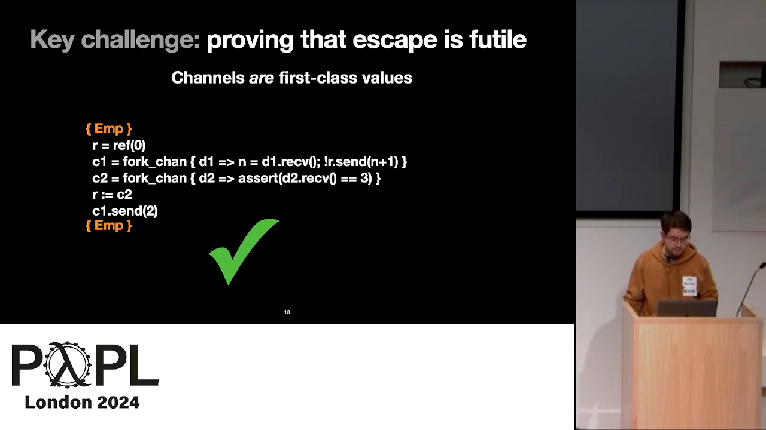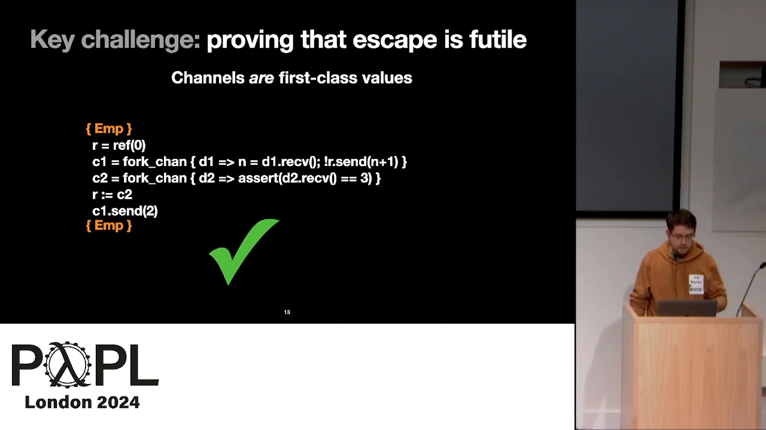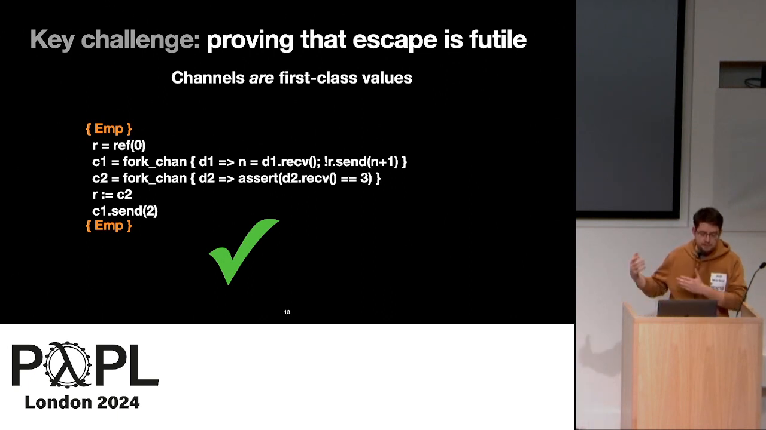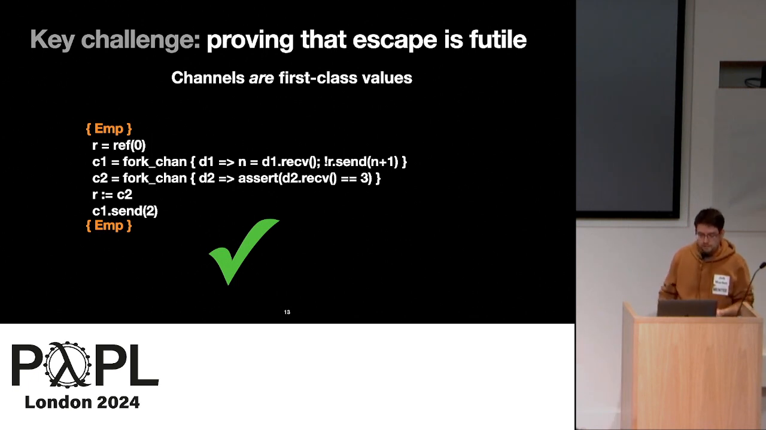We have a reference, and then eventually the main thread will set that reference to a channel endpoint. The first forked off thread will receive a number from its channel, and then dereference this reference, which then contains a channel by that point, and send a message back, and then in the other thread it's received and we assert that it's true. So this program is fine, and we can prove that this works.